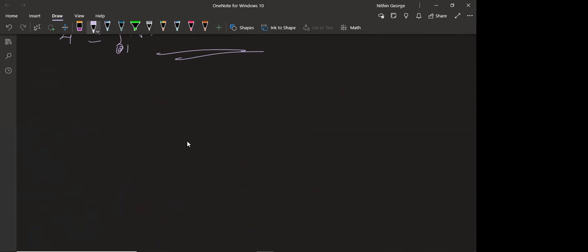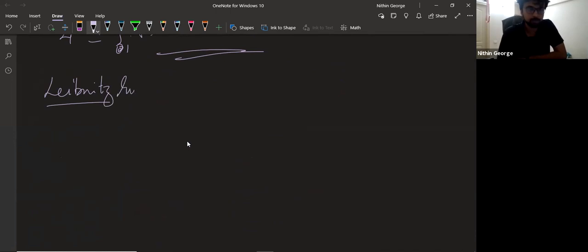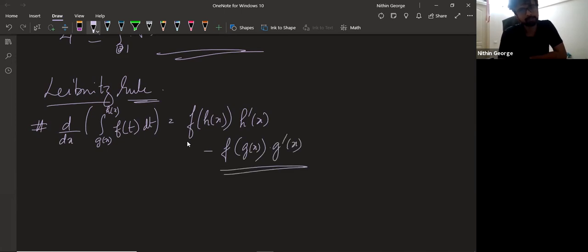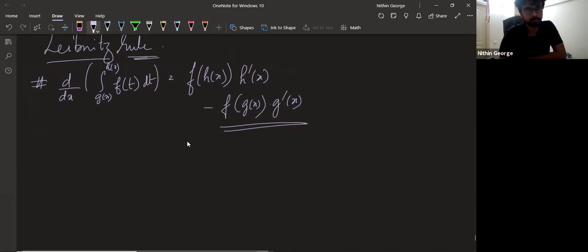Now, this is generally used for JEE Advanced, but in case they ask, Leibniz rule of differentiation: d by dx of the integral from g of x to h of x of f of t dt will be equal to f of h of x into h dash x minus f of g of x into g dash x. All right. Leibniz rule here.